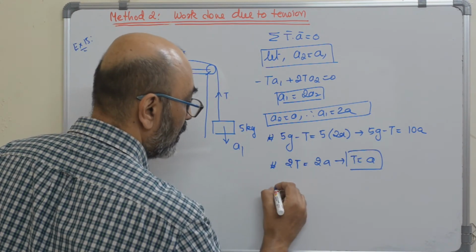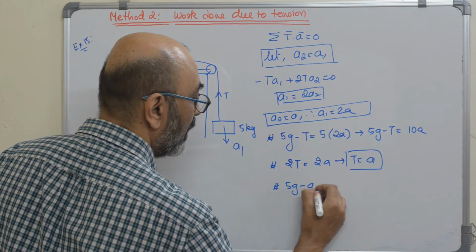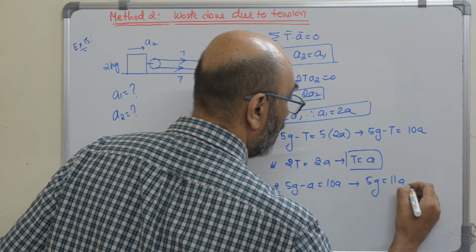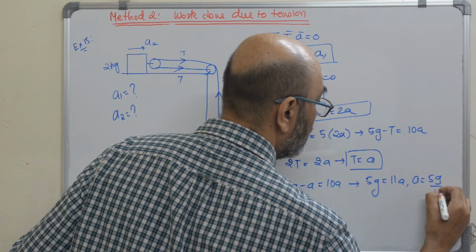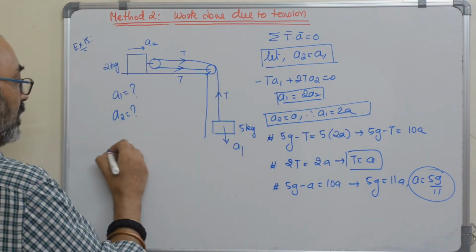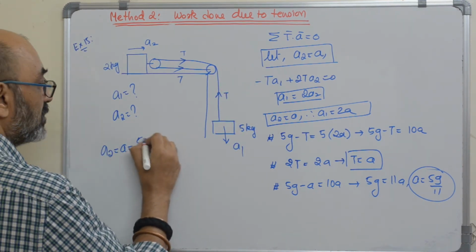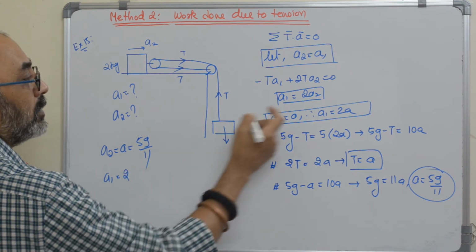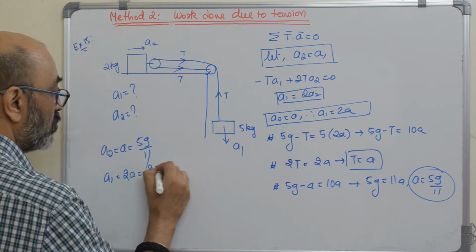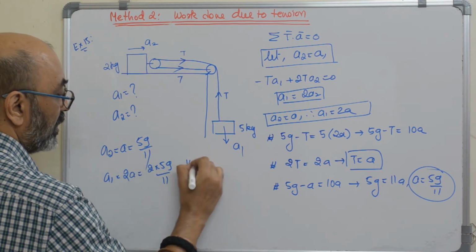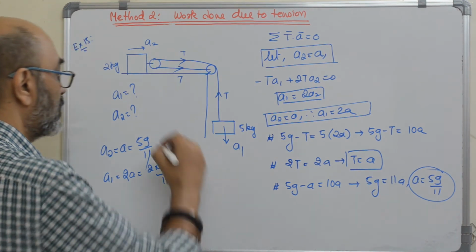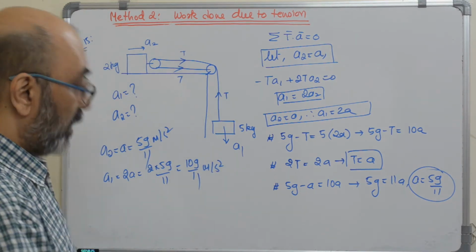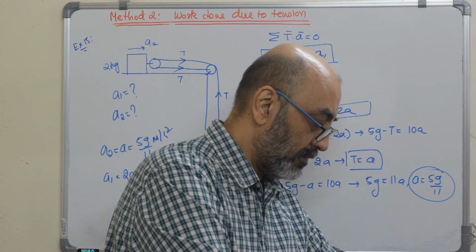So using this, we can write 5g minus A equals 10A, so we have 5g is equal to 11A, so we have A as 5g by 11. So what did we find out? A2 is equal to A as 5g by 11 and A1 is 2A, that is 2 into 5g by 11, that is 10g by 11, of course meter per second squared. So that is question number 15.